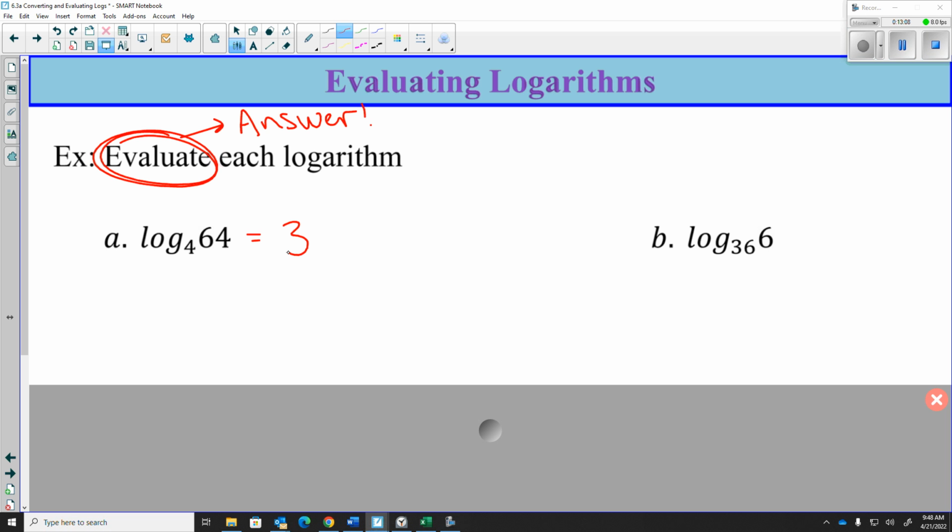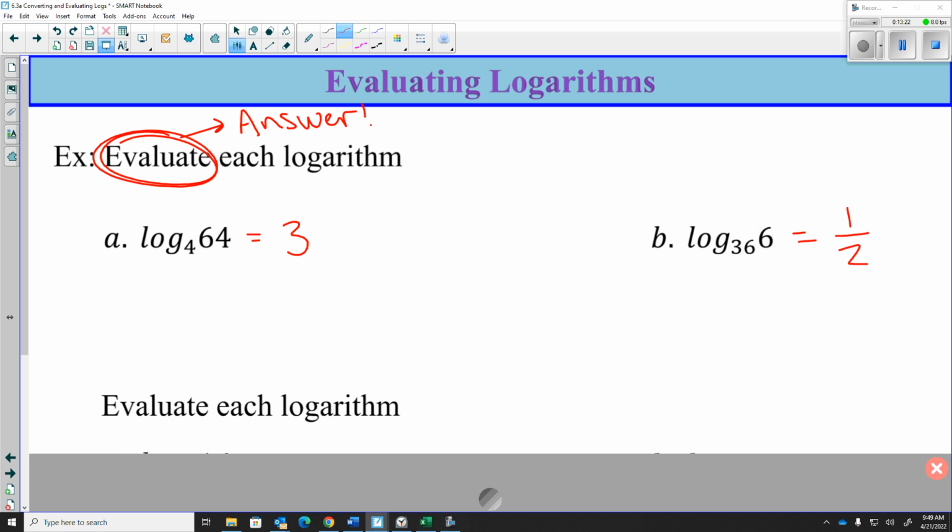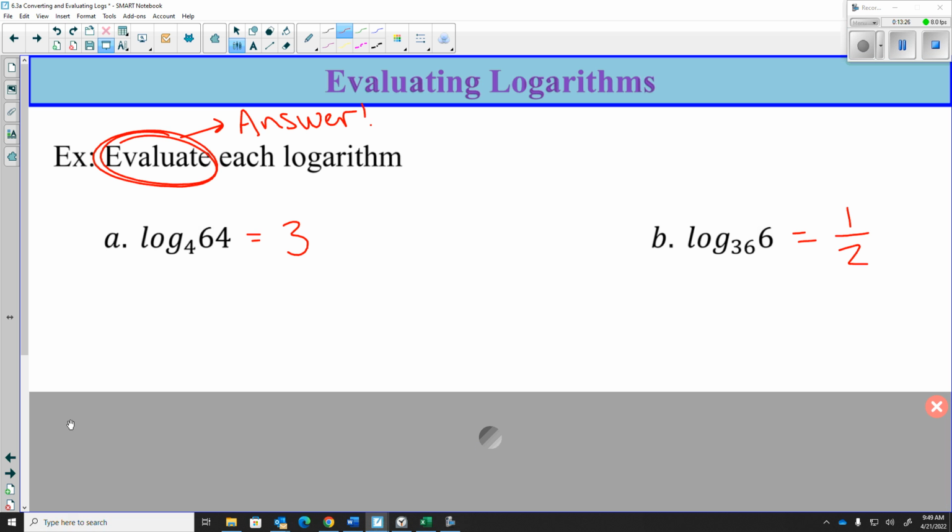What's the 1/2 power? It's a square root, right? So 6 is the square root of 36. So it's 1/2. There's another way you can think about this if it's tripping you up a little bit. If you wanted to, you could turn it into an equation.